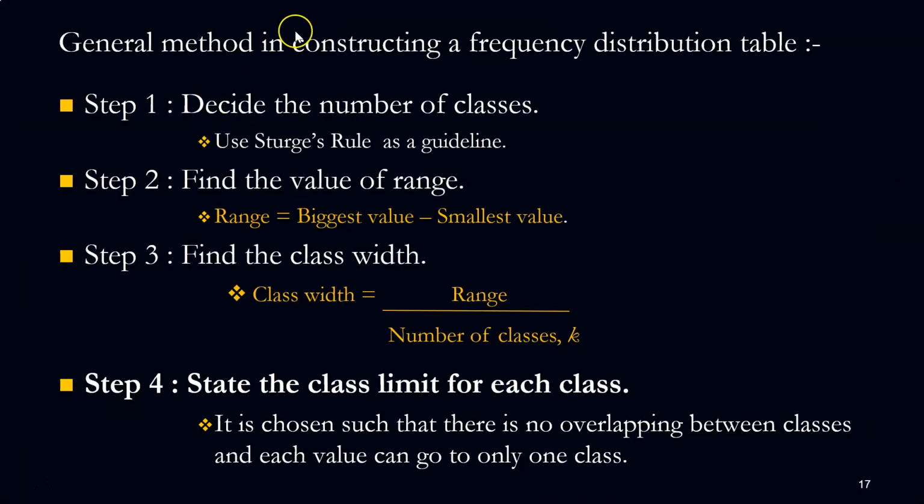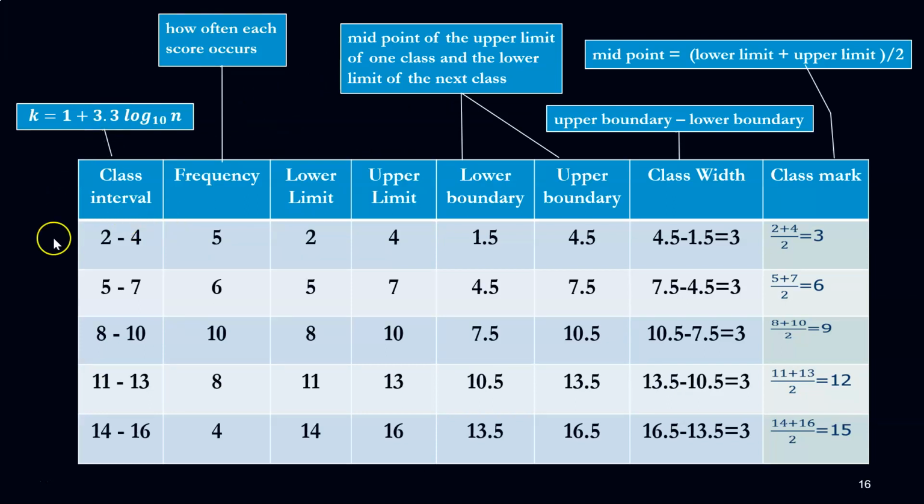So, these are general methods in constructing your frequency distribution table. First, you need to decide the number of classes. How you're going to decide is using the Sturges rule, the formula K just now. Of course, this will be the first step because first column tu adalah class interval. Without your class interval, you cannot count your lower limit and boundary. You kena find this class interval first.